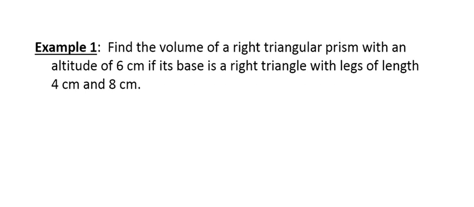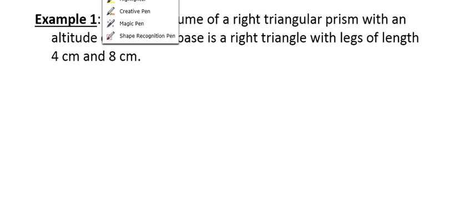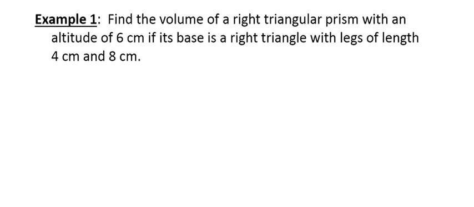Number 1 says find the volume of a right triangular prism with an altitude of 6 centimeters if the base is a right triangle with legs of lengths 4 and 8. So the first thing I want to do, because they don't give me one, is get a fairly accurate picture of what my prism in this particular instance looks like. They tell me that the base is a right triangle whose legs measure 4 and 8.